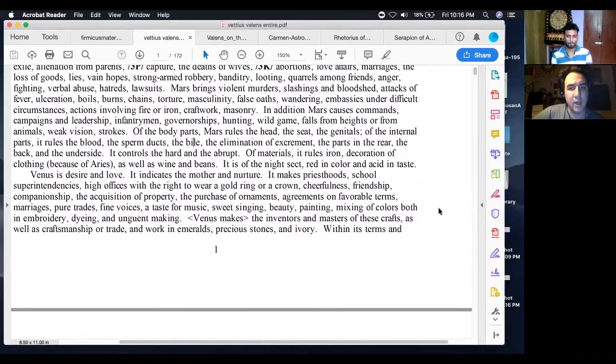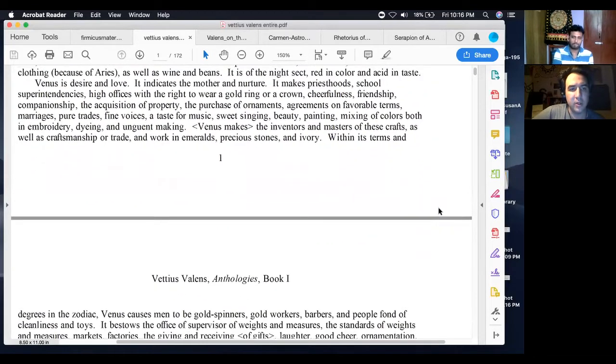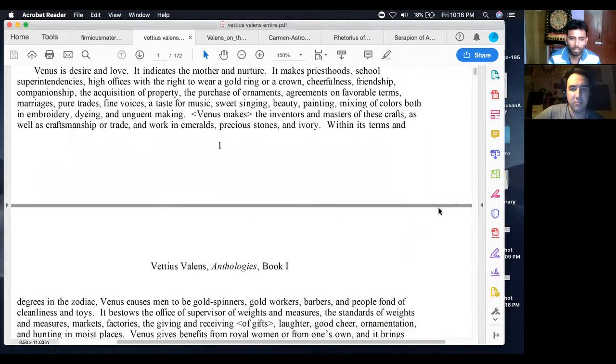Okay, moving on. We come to Venus, desire and love. Couldn't fit better. Positive stuff. Indicates mother and nurturing. Again, this is an overlap with the Moon, and there is a technique that says in a day chart the Venus is the mother, and in a night chart the Moon is mother, and in a day chart the Sun is father, and in a night chart Saturn is father. So it's kind of indicating that, I think.